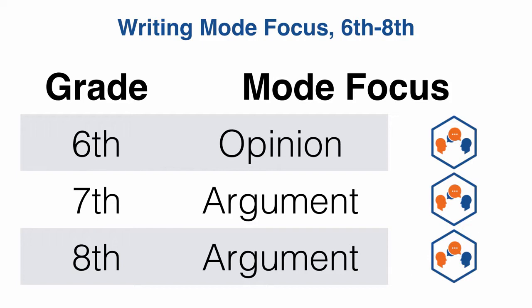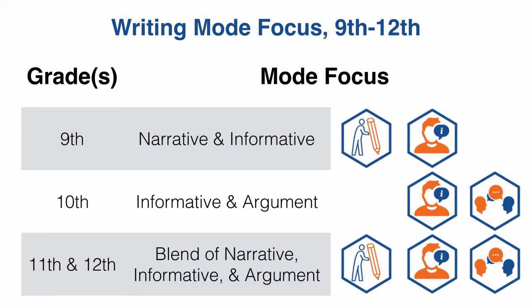Then when students hit 9th grade, there's actually 2 grade level focuses, and those are narrative and informative. In 10th grade, they move from informative and circle back around to argument. So over a 3 grade level span, all of those tend to be a focus together. Once students hit 11th and 12th grade, you'll notice that there's not a grade level focus noted, and that's because all 3 are to be the focus, and for students to be able to blend those.